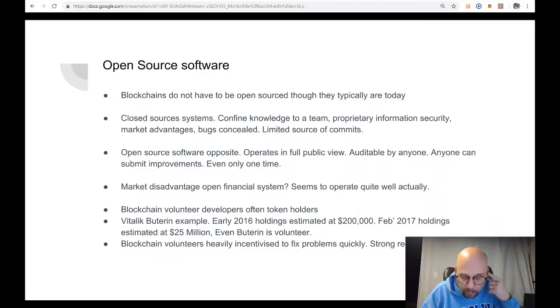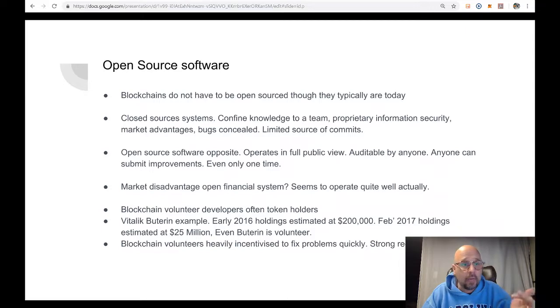So one last thing that I want to talk about is, when we think about a lot of these guys, a lot of these guys are volunteers that work on these open source projects. And so I wanted to touch a little bit on what open source is, and why blockchains are considered open source many times and some of them are not. But open source software means just that. It means that it's openly available. It's open for public view.